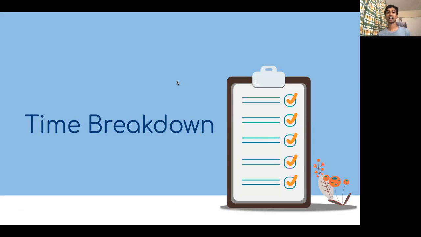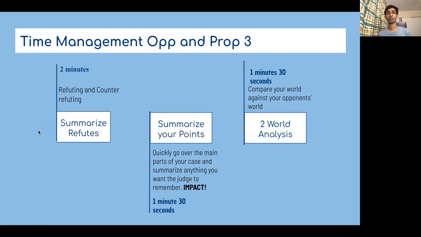Now let's go over a time breakdown for the third speakers. Both third speakers should be spending about 2 minutes summarizing refutes. Keep in mind that the proposition third speaker should also be directly responding to what the opposition second and third speakers say. Next, both speakers should be spending about 90 seconds summarizing your points. You don't want to restate the points, nor do you want to simply repeat what the previous speaker has already said. Rather, you just want to emphasize the important parts of all your points.